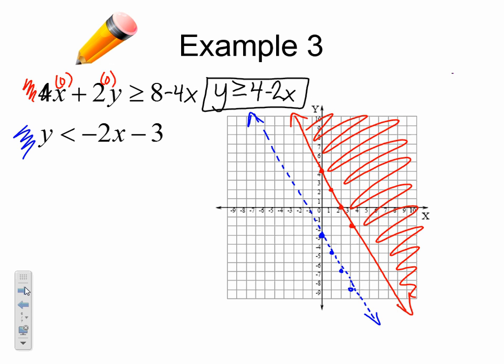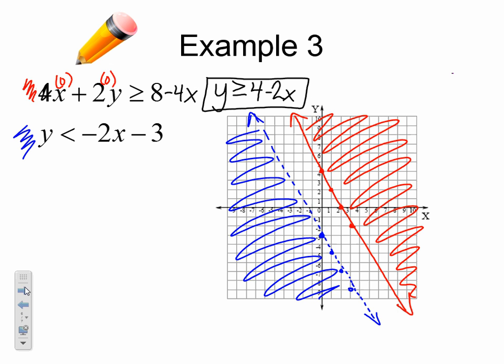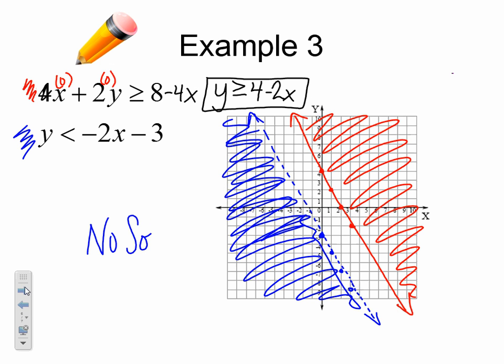So if I continue my shading, you'll see that the shading does not overlap what I've shaded previously. And when I'm looking for the solution region where two shadings will overlap each other and it's not happening, I need to be sure to say no solution.